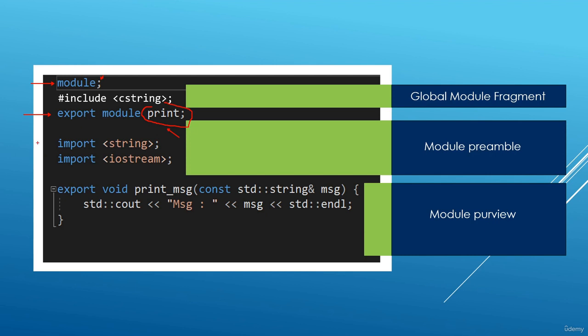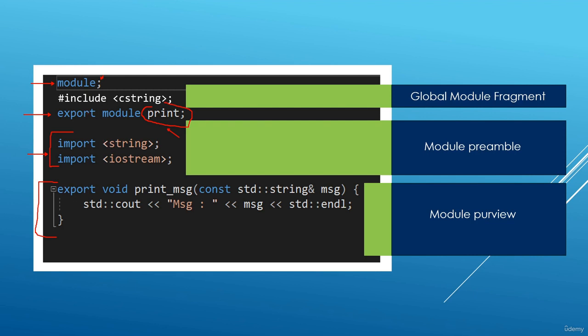And after your module declaration, you will have what we call a module preamble. The module preamble is where you put your import statements. In this case, we are importing the string header and IO stream. And after the preamble, you have the module purview, which is the meat of what makes your module. In this case, it is just a function, but it could really be any entity in C++. It could be a function, it could be a class, it could be a concept, it could really be anything. And as we go forward in the chapter, I will show you different ways you can use all those entities in the C++ 20 modules mindset, if I can say it like that.